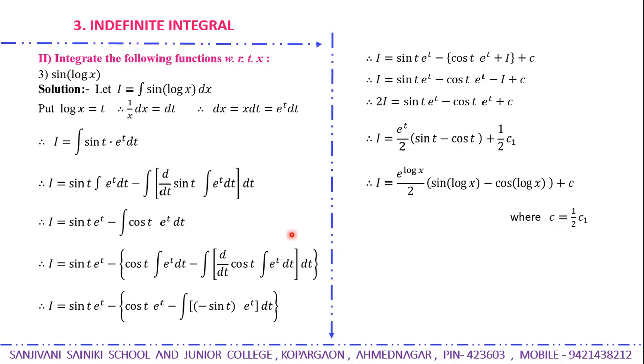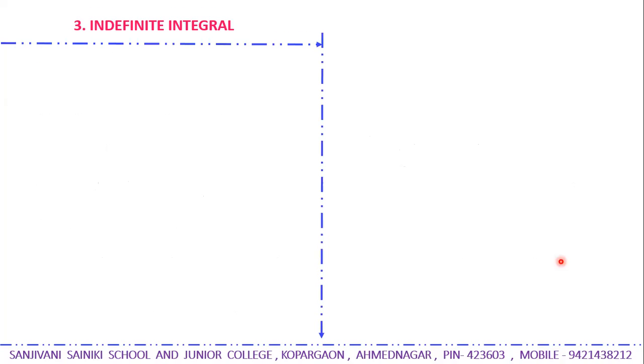But what is t? t is log x. So use log x instead of t. So e raised to log x upon 2 times sine of log x minus cos of log x plus c. But e raised to log of x to the base e is nothing but x. So x upon 2 times sine of log x minus cos of log x plus c.